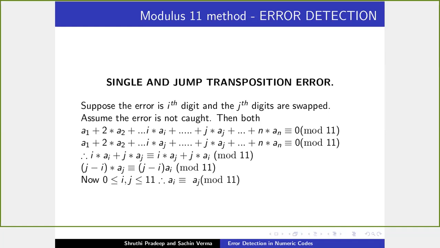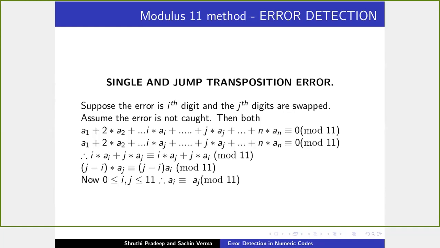Since i and j are between, sorry, this has to be 0 and 9 when we are fixing. That 11 is by mistake. So if both the numbers are between 0 and 9, that means the difference also has to be between minus 9 and 9, which says that it is relatively prime to mod 11, which will tell you that aj and ai are congruent. But since these are also digits between 0 and 9, they have to be equal.